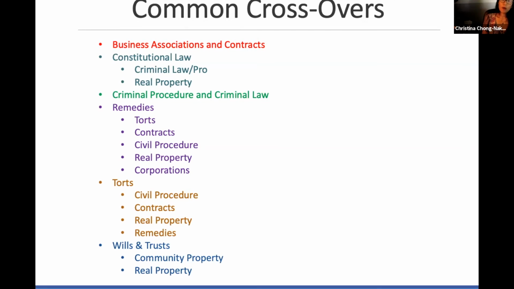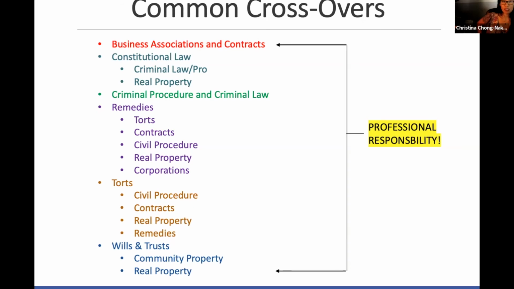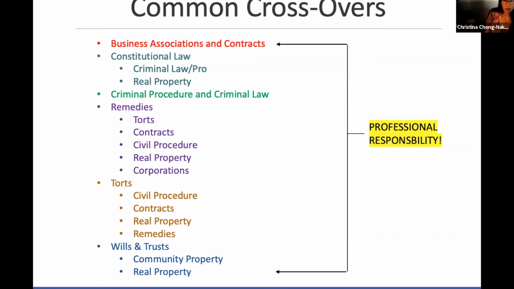But in California, the most common crossover is professional responsibility. Professional responsibility shows up almost every year, either as a pure question on its own or as a crossover with one of these subjects, because all you have to do is make one of the parties an attorney, and now you have a professional responsibility question. So if there's one area of law that you must 100% know and understand and be ready for at any point in an essay, it's going to be professional responsibility because of its ability to cross over so easily.